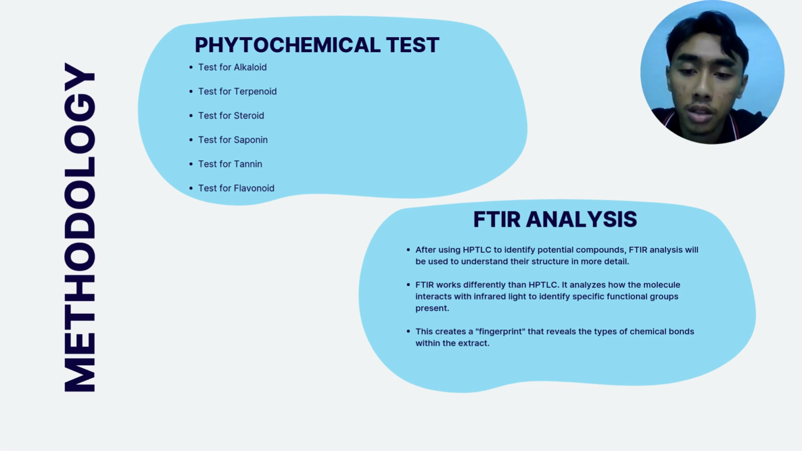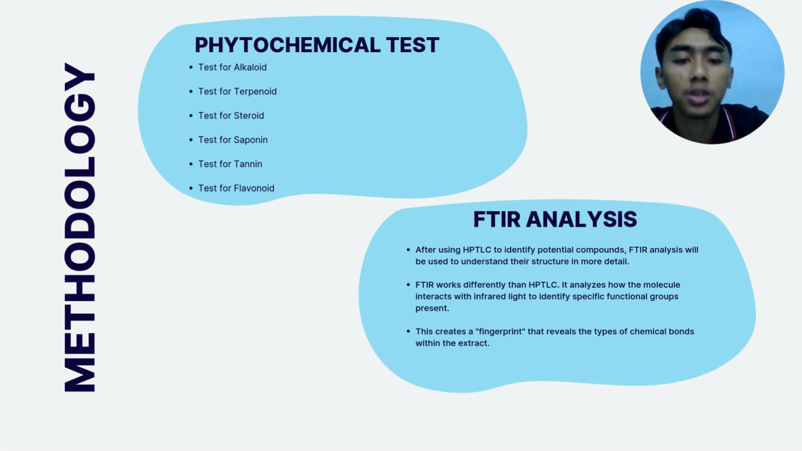The other parts are not that important. There is a phytochemical test, where we will test six secondary metabolites: alkaloid, terpenoid, steroid, saponin, tannin, and flavonoid. And FTIR analysis, which is infrared. After using HPTLC to identify potential compounds, this FTIR analysis will be used to understand their structure in more detail.